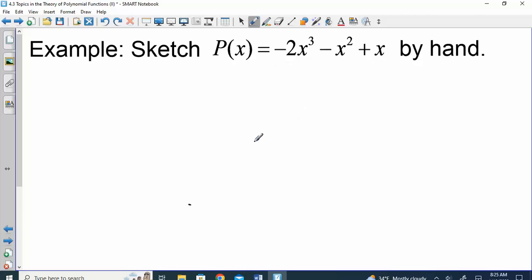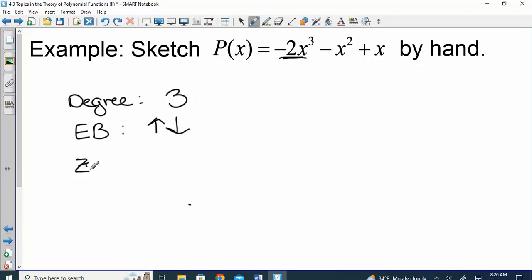This one is different. It's not factored. Okay, so that makes it easier to get the degree and end behavior. Degree is 3. If it's not in factored form, you just look at the highest power. End behavior, because of that negative: up, down, up, down. All right, zeros.